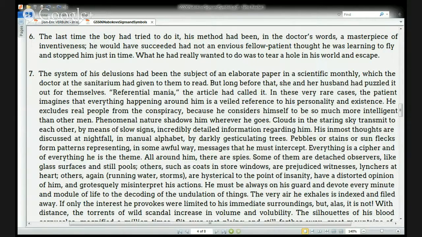Okay. The system of his delusions had been the subject of an elaborate paper in a scientific monthly which the doctor at the sanitarium had given to them to read. But long before that, she and her husband had puzzled it out for themselves. Wait, they had puzzled it out for themselves? For themselves, yes. Referential mania, the article had called it.